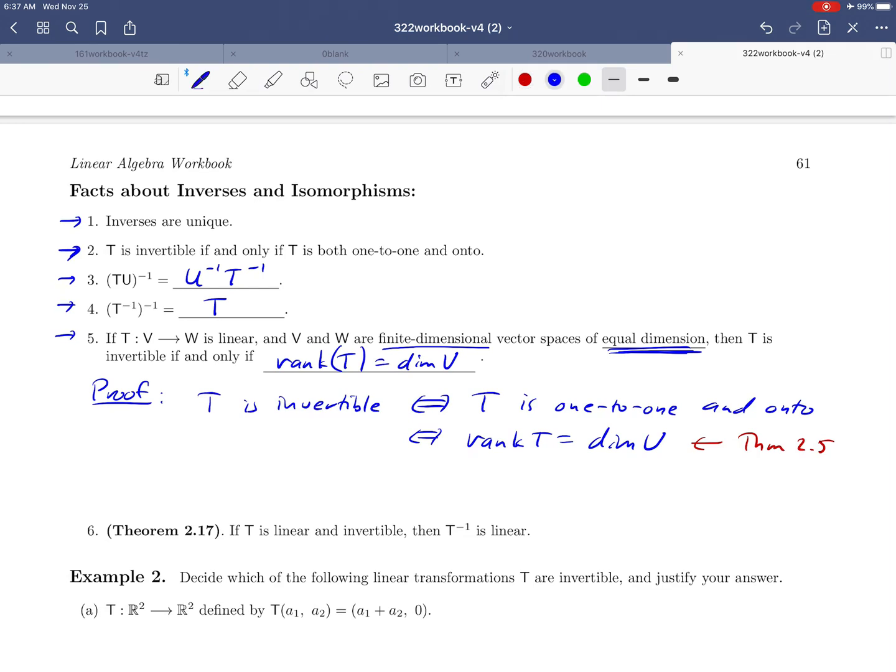And then one last fact, this is theorem 2.17 in our textbook. If T is linear and invertible, it turns out that the inverse function is also linear. That's a fact that we're going to feel free to use as we go forward.